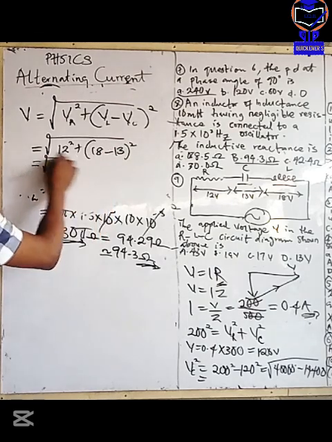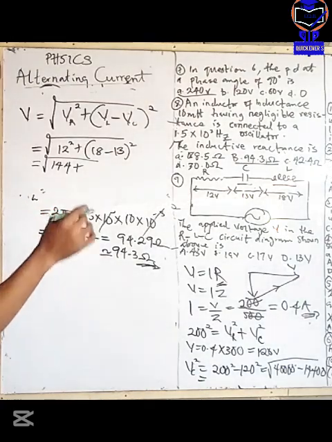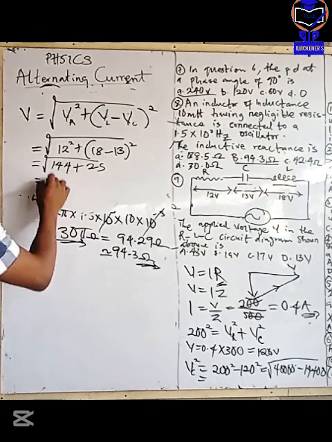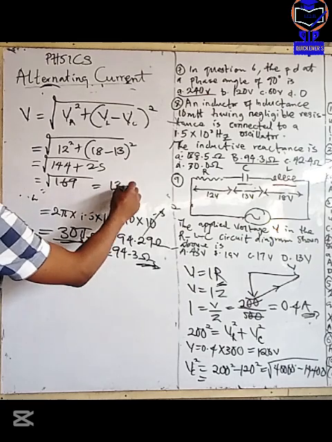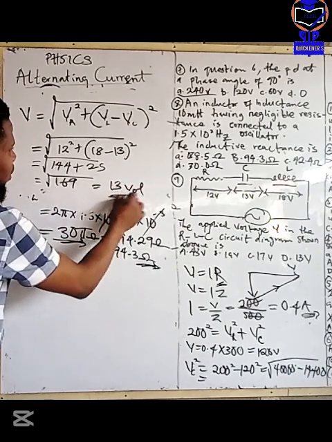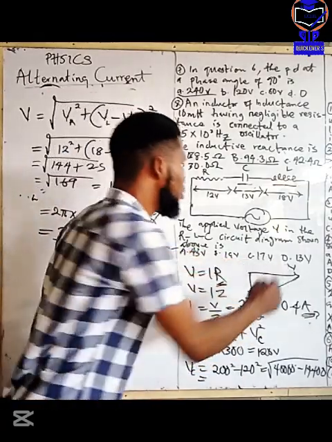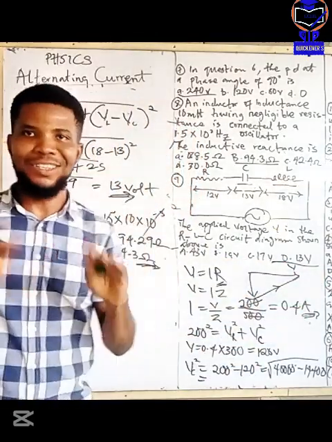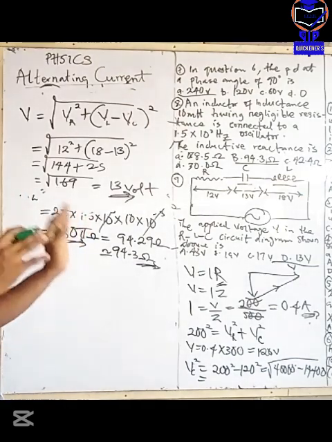So what do you have? 12 squared is 144, plus this minus this is 5, and 5 squared is 25, right? So add it together now, 169. The square root of 169 is 13. So that is 13 volts. What is the answer? Option B. I hope by this simple calculation and examples you are able to understand an aspect of alternating current.